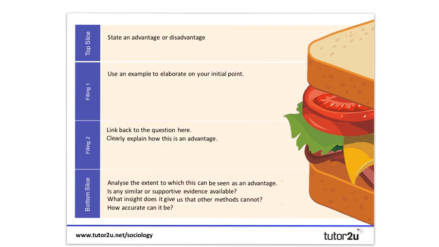Then the bottom slice is where you're going to analyse this. This is where your evaluation, the real critical thought, comes into play. So you're going to analyse the extent to which this is seen as an advantage or disadvantage. Is there any similar or supportive evidence available, and what insight does it give us in terms of other methods that cannot give us this type of information, and how accurate the information is as well.